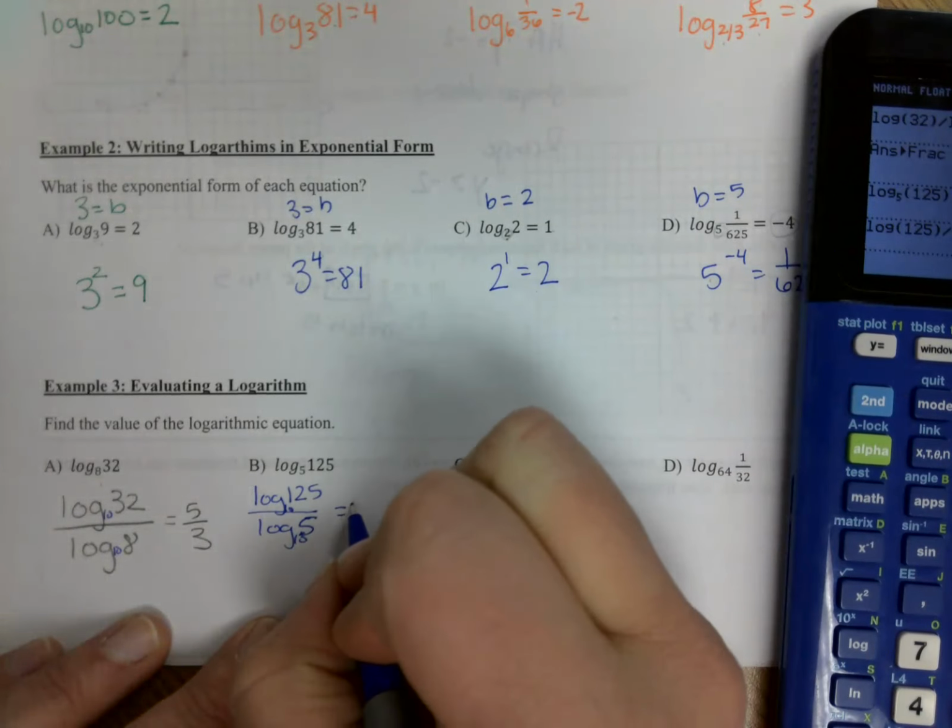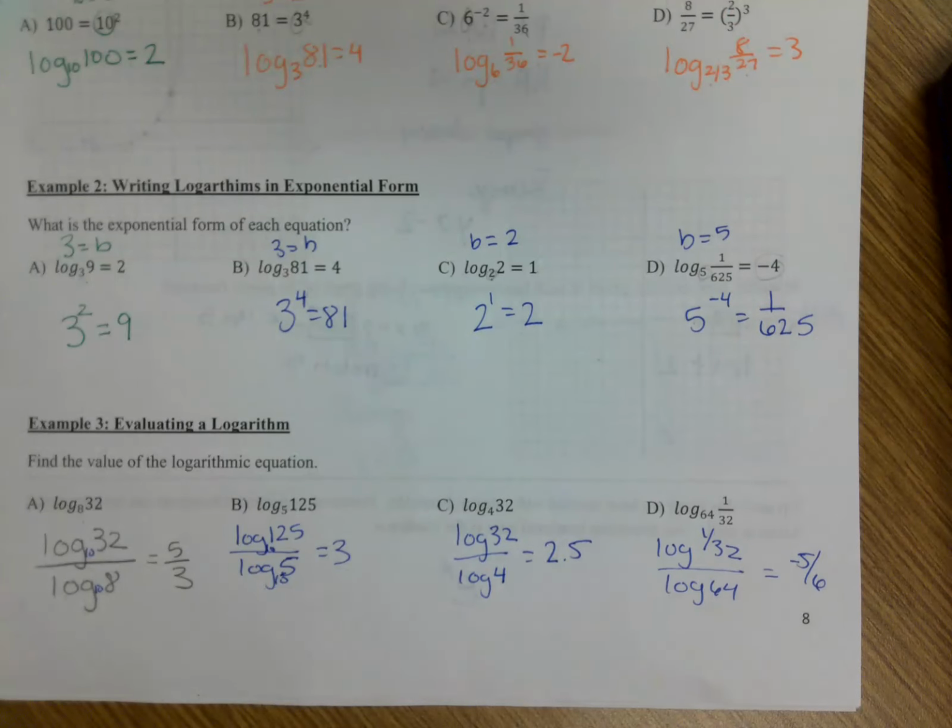So right now I want you to pause the video and try to do C and D. You should have gotten 2.5 and negative 5.6 for the last two.